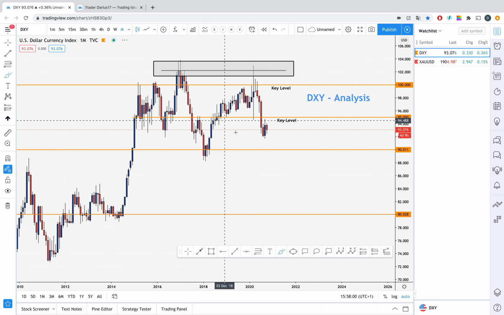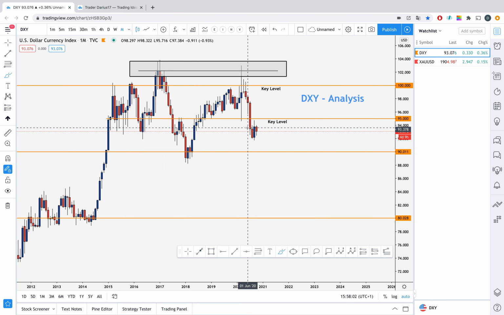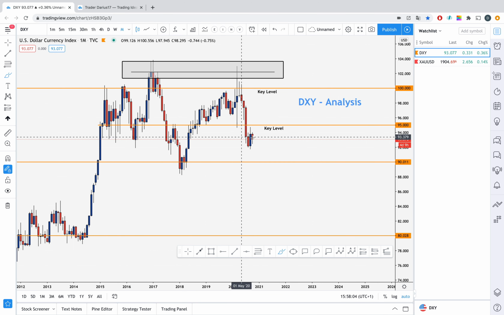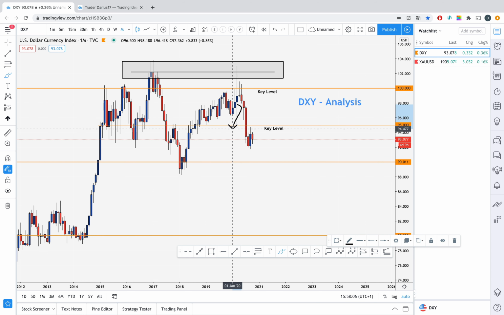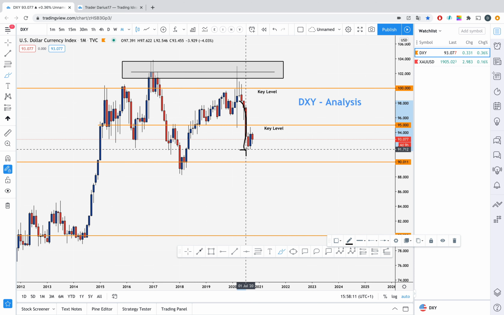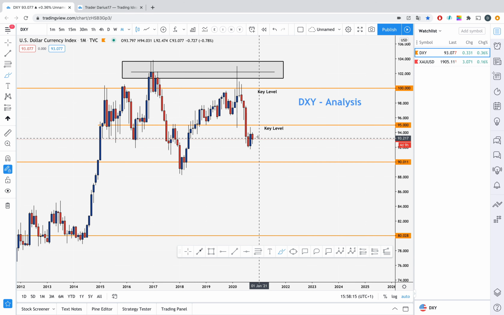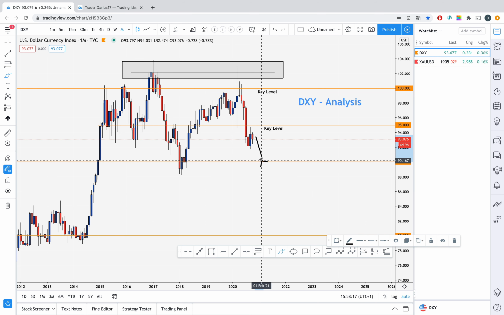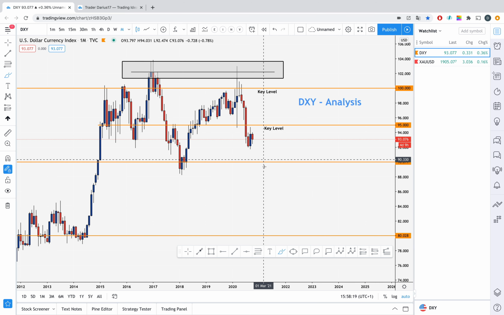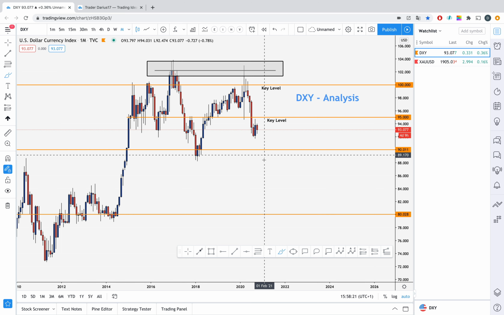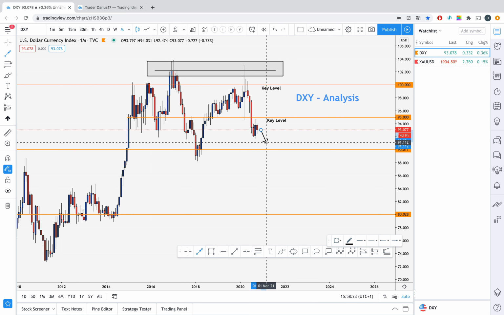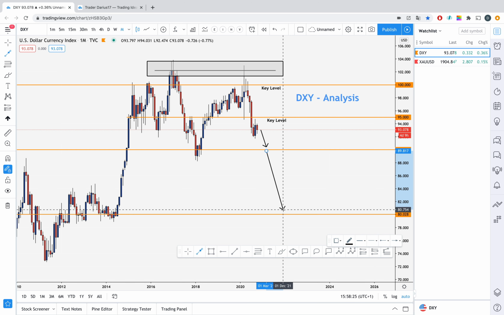Now what else we can see on this monthly is that we also have the 95 level, where the price first touched it as support, then we broke through, and right now it is acting as resistance. And right now we expect that the price will drop down to this level, which is going to be our first target on the DXY. And this is the first target, and this is the second target over here.